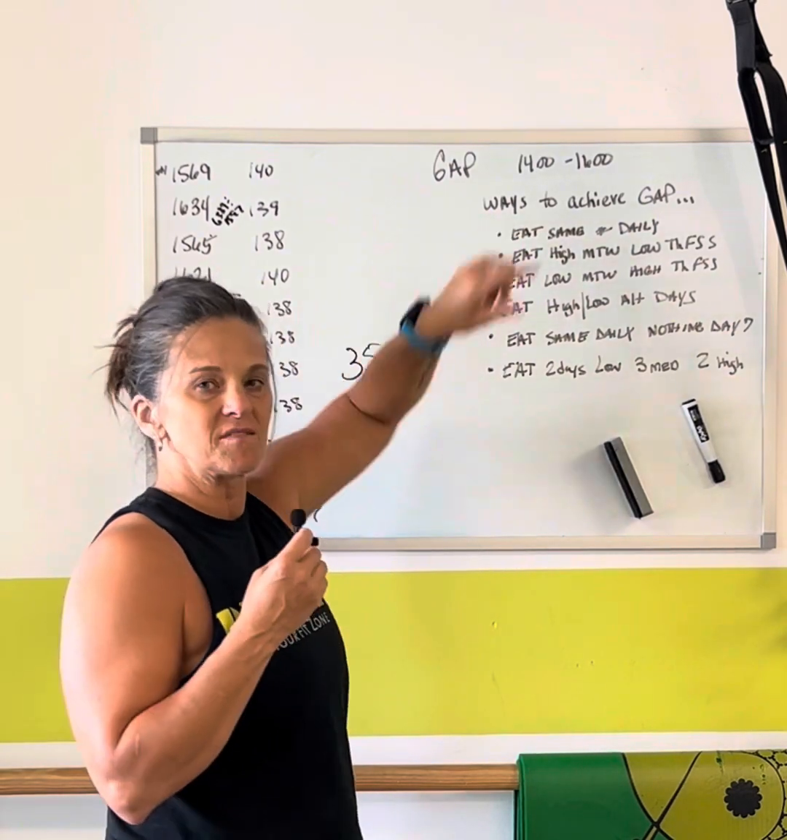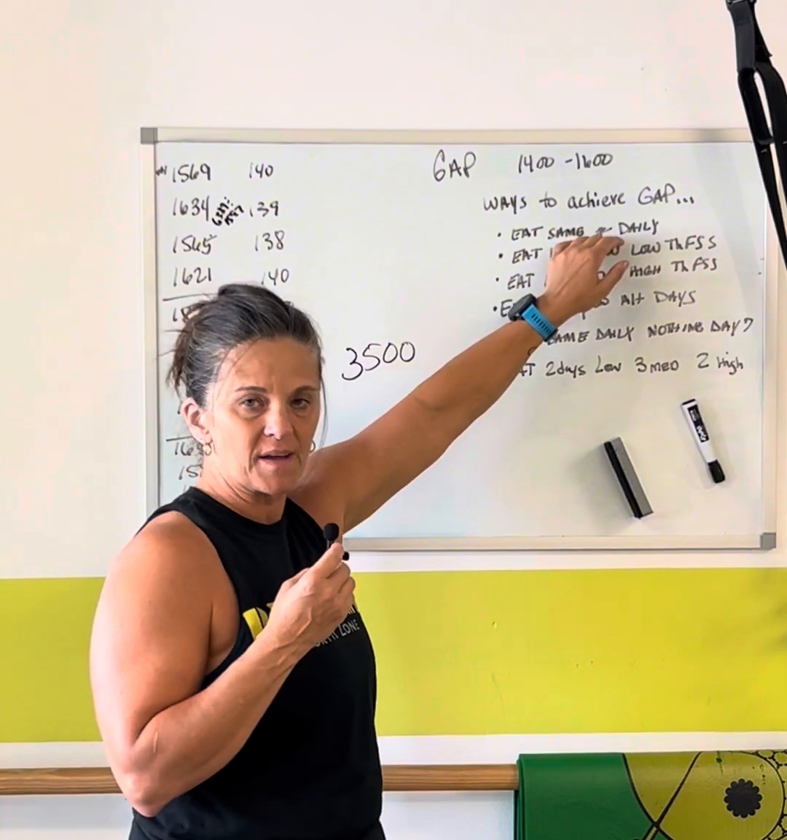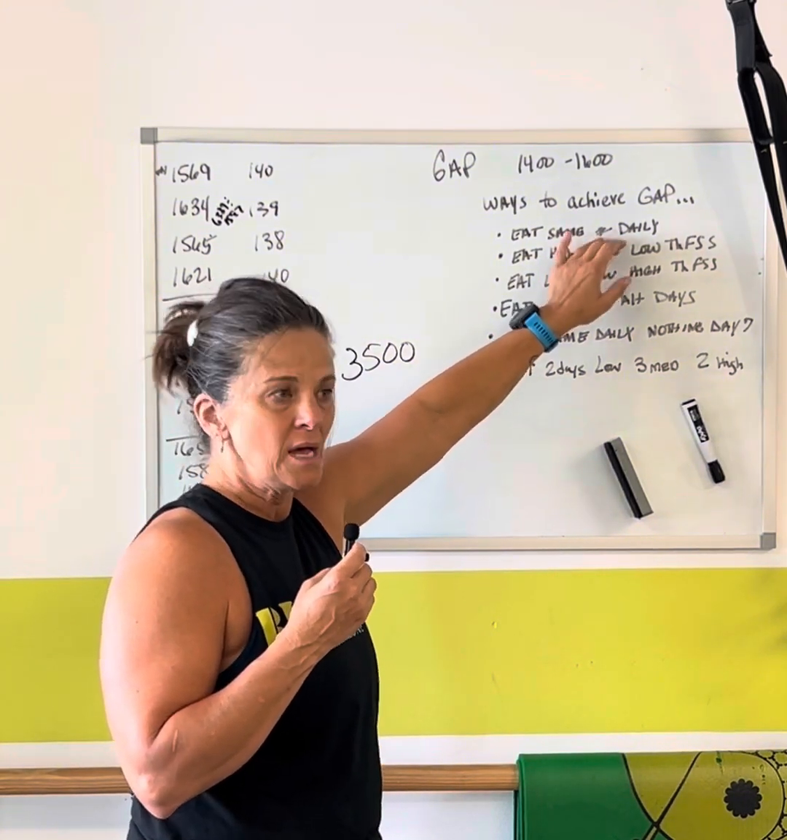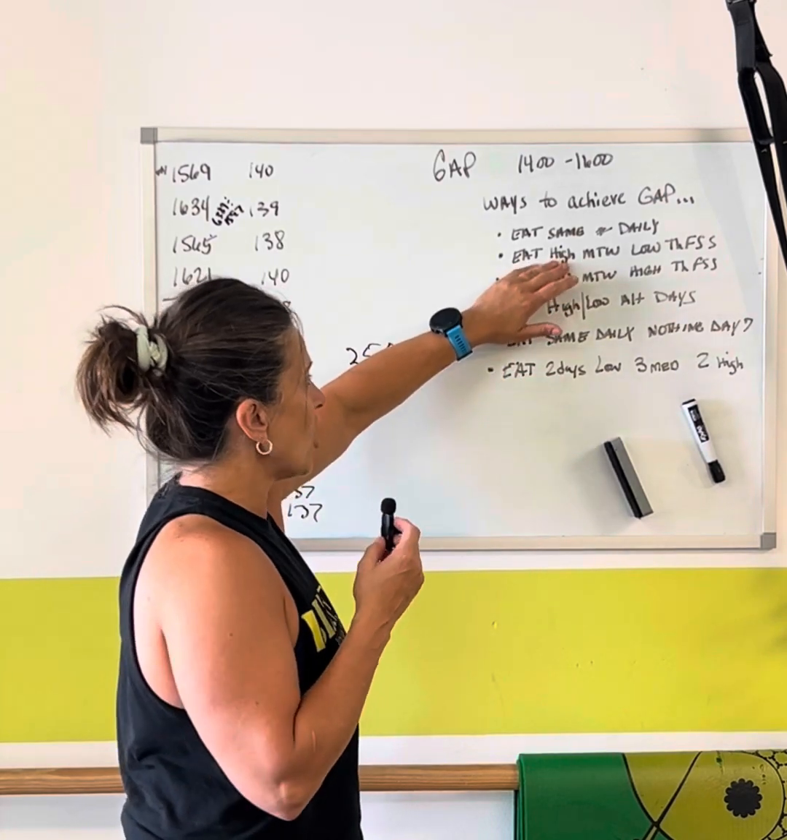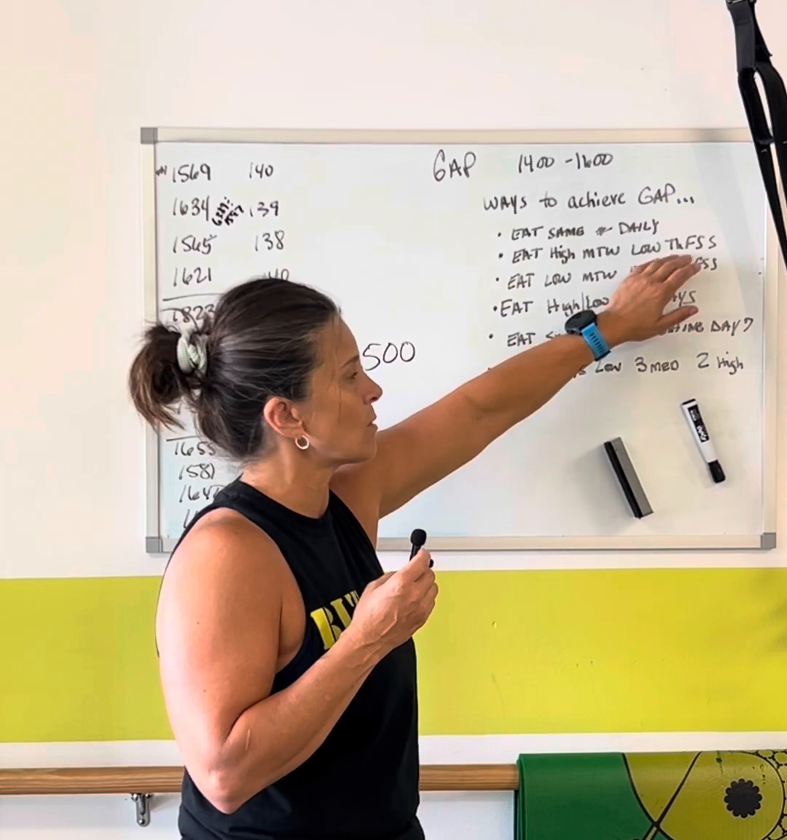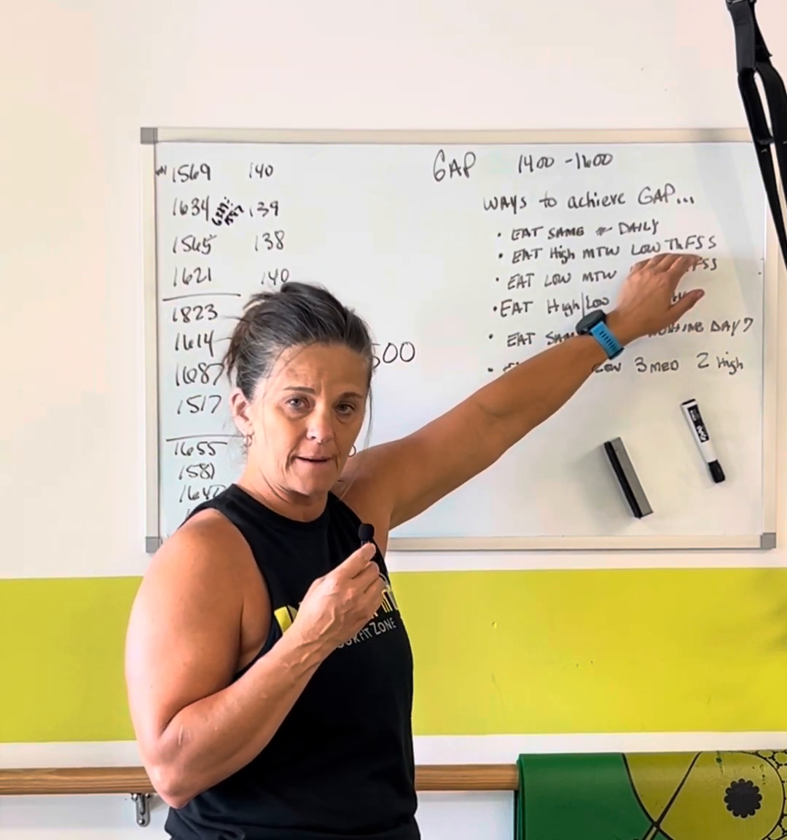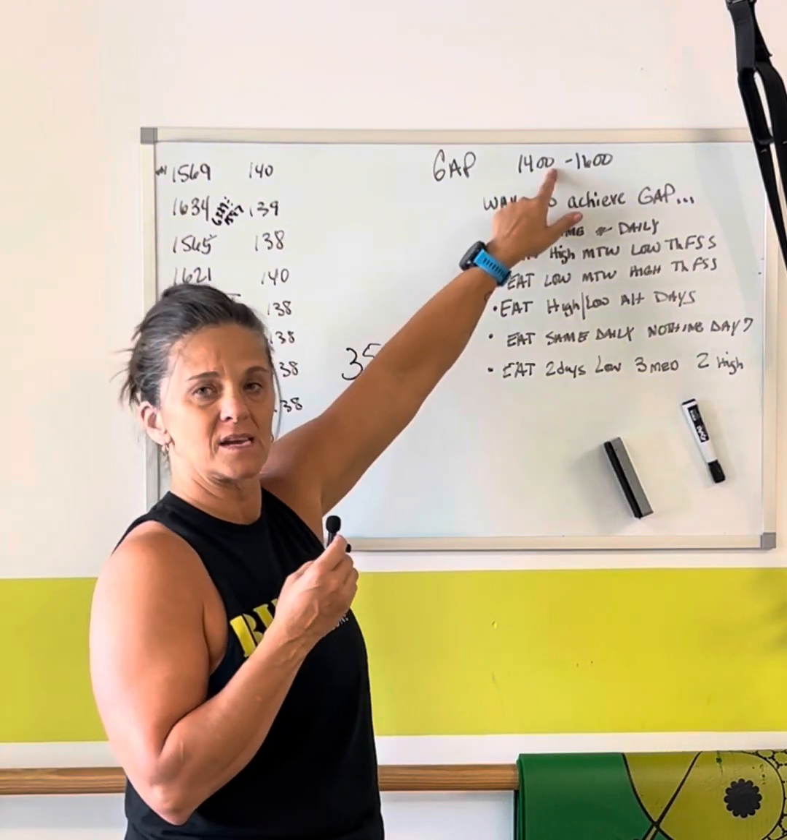But there are ways to achieve that gap. This person could do what she's doing now, which means she's going to eat the same number of calories every single day. Nothing wrong with that. It actually works out for some people. This person could also eat really high calories on Monday, Tuesday, Wednesday, and then eat really low calories Thursday, Friday, Saturday, and Sunday. You would still come out with the same average number. You would be hitting your number.